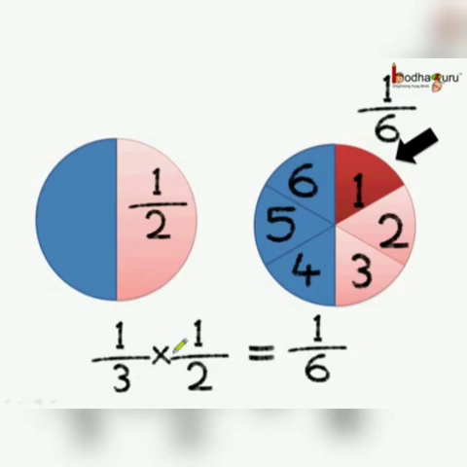What did we do? We did first half, and out of the half we took 1/3. So basically we took fraction of the fraction to find the total number of roses. So 1/3 multiplied by 1/2 gives us 1/6, and this is multiplication of fractions.